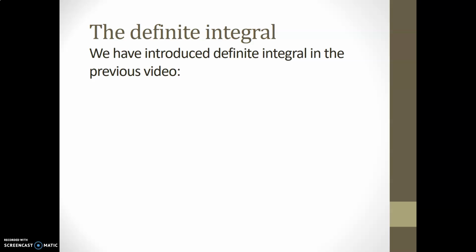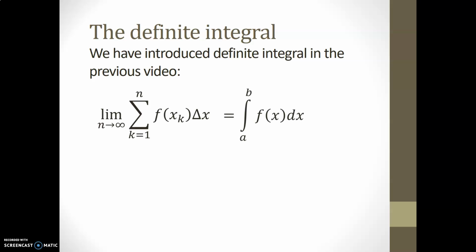We've introduced the definite integral in the previous video by saying that the limit of Riemann sums, so the limit as the number of subdivisions or the number of rectangles goes to infinity, of the sum of the area of these rectangles is equivalent and can be written as the integral from a to b of f of x dx.